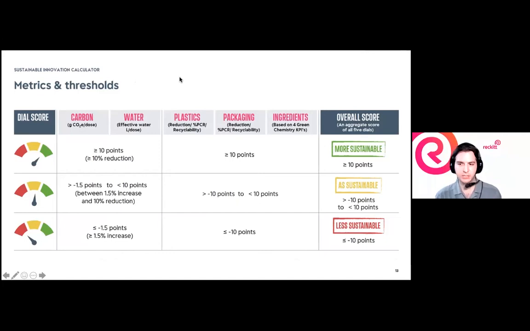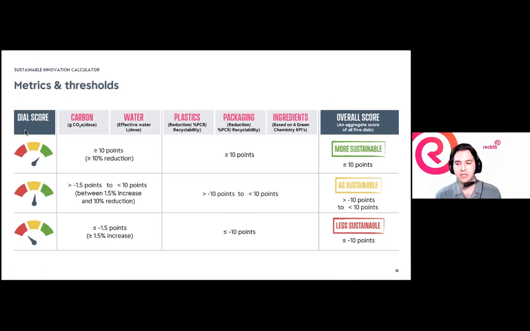Finally, just to note that all of these dials around carbon, water, plastics, ingredients, and so forth are combined then to give that overall score for that product. And we use a points-based system here to result in either a more sustainable or less sustainable product. But these are all working with each other. So we're looking across all 5 of those dials to give that final result.